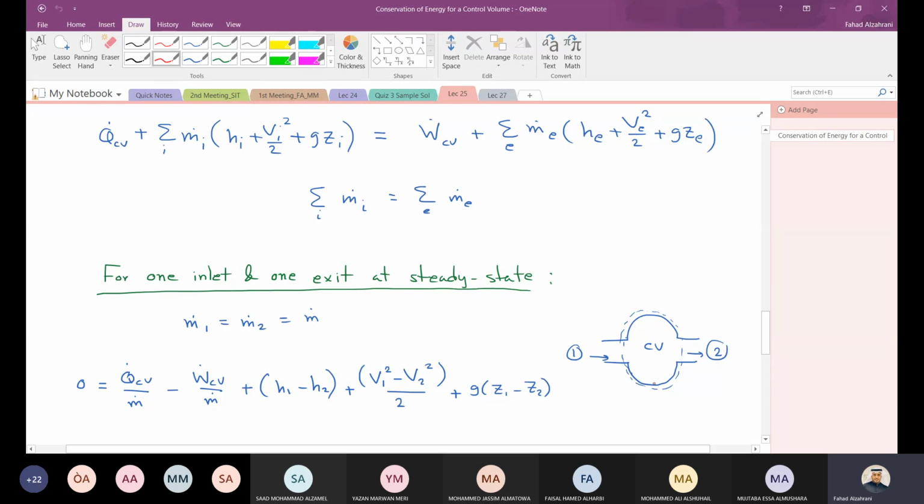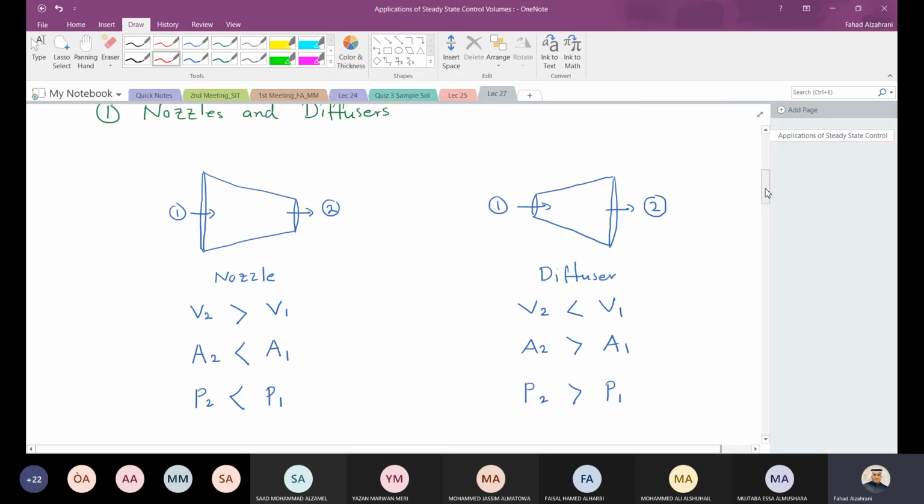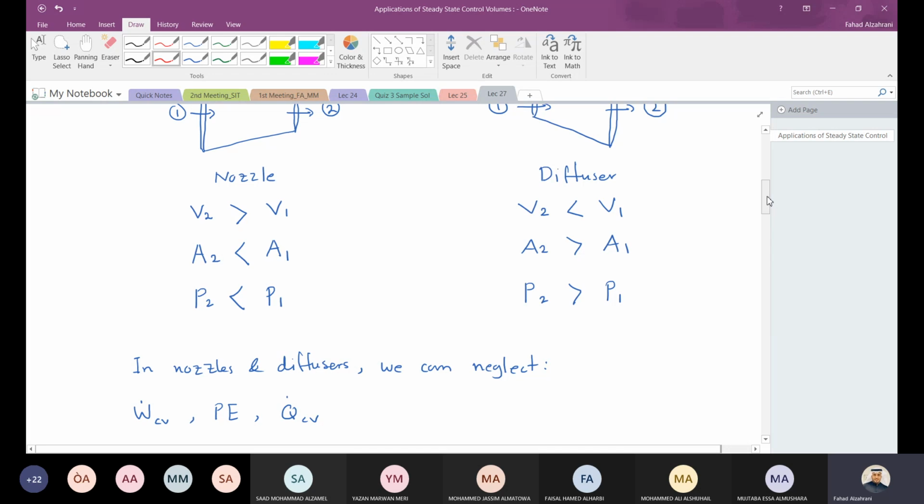What about potential? I can say the elevation is not much different, so I can neglect. So basically for a diffuser, we can neglect the work, potential energy, and also the heat transfer. An example of this nozzle, by the way, is at home.